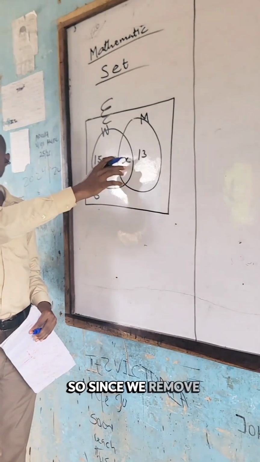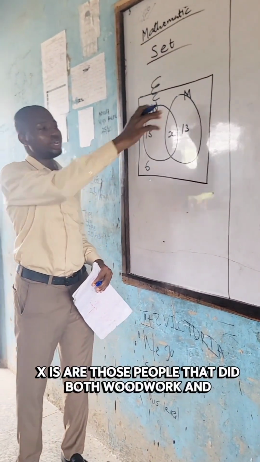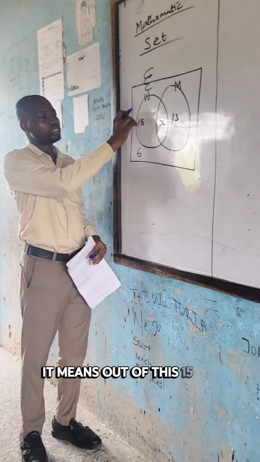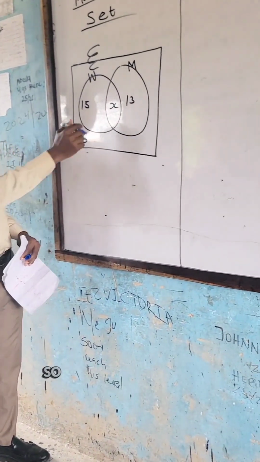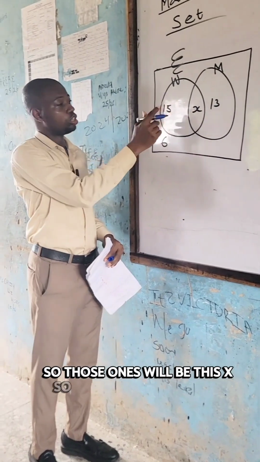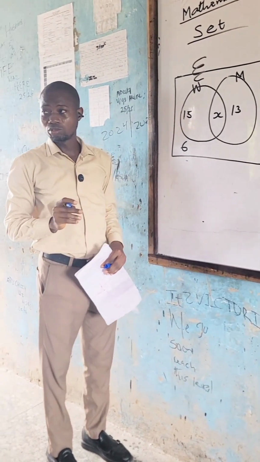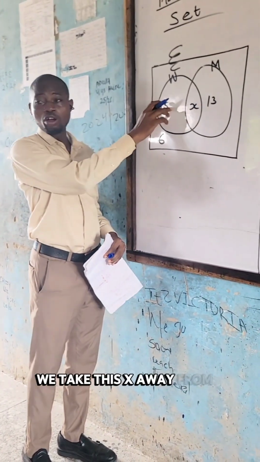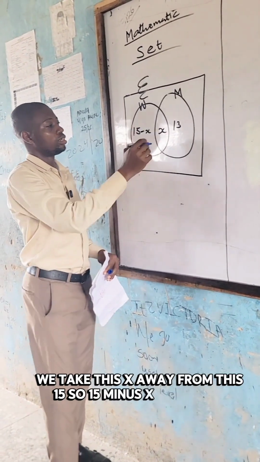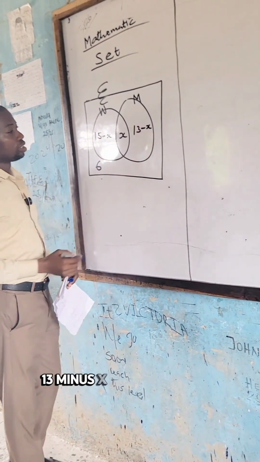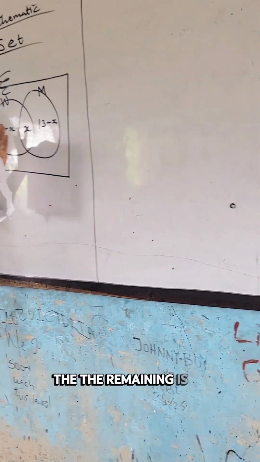So X are those people that did both woodwork and metalwork. It means out of these 15, there are still some that combine metalwork. So those ones will be this X. To get those that did woodwork alone, what are we going to do? We take this X away from this 15. So 15 minus X, then 13 minus X. Once you are able to do this, the remaining is very simple.